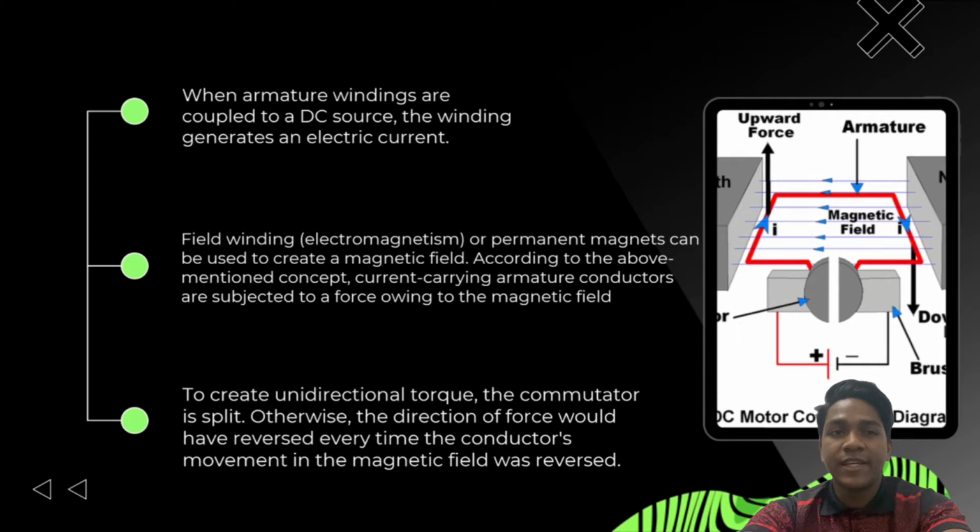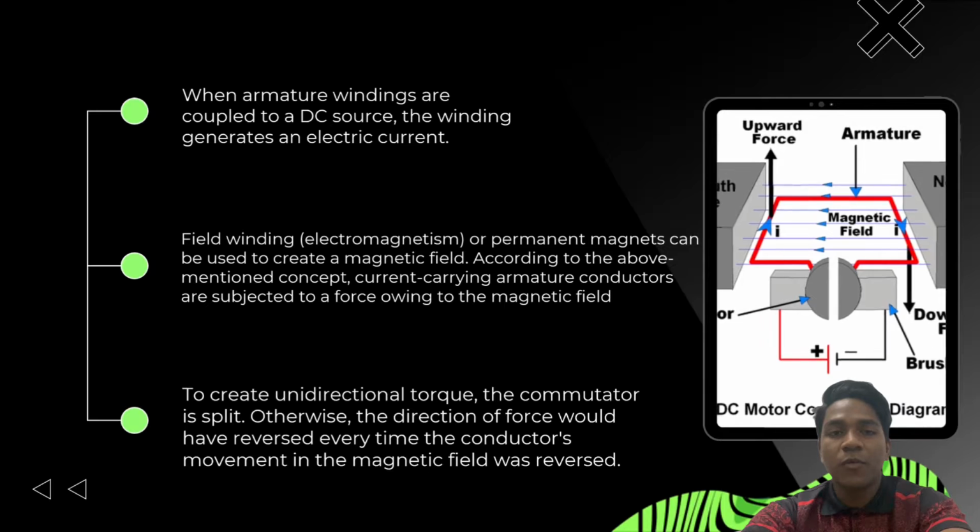When armature windings are coupled to a DC source, the winding generates an electric current. Field winding, which is an electromagnet, or permanent magnets can be used to create a magnetic field. According to the above-mentioned concept, current carrying armature conductors are subjected to a force owing to the magnetic field. To create a unidirectional torque, the commutator is split. Otherwise, the direction of force would reverse every time the conductor's movement in the magnetic field was reversed.